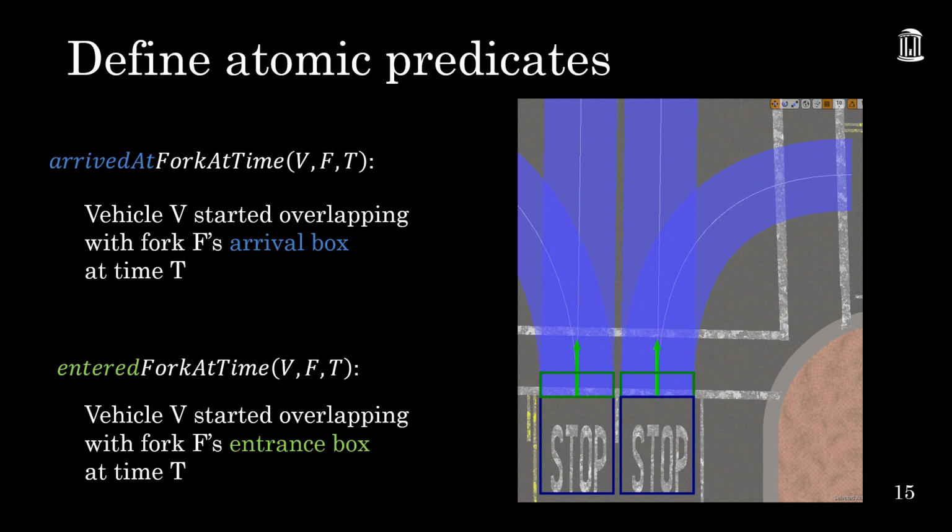Similarly, each fork has an entrance box that generates the entrance event. In the picture, the blue box is the arrival box, the green box is the entrance box, and the green arrow shows the orientation of the fork, which is along its incoming lane direction. Each fork has one or more intersection lanes branching from it.